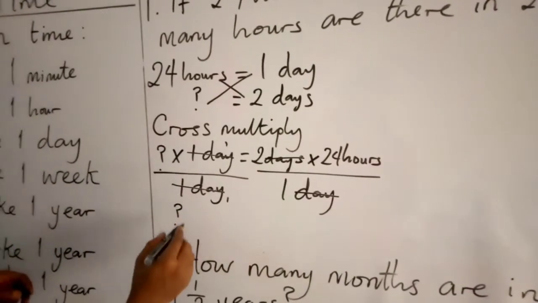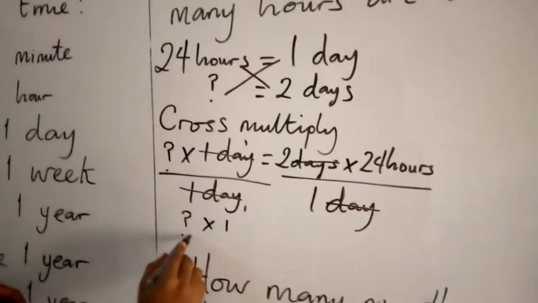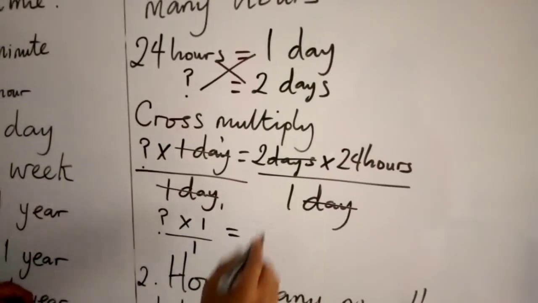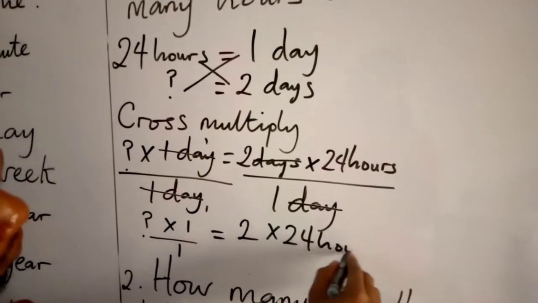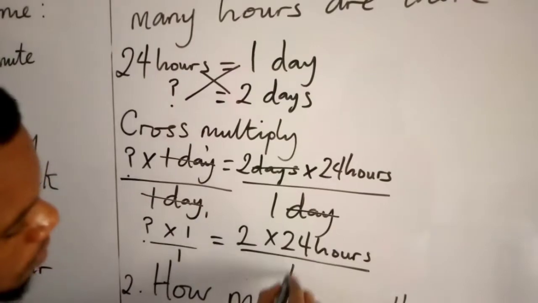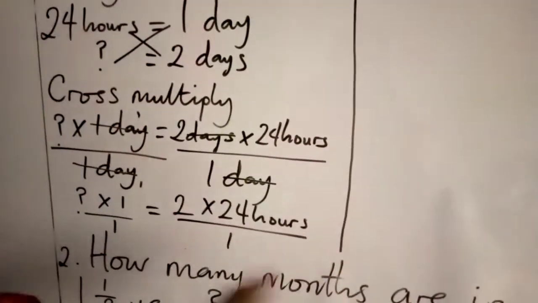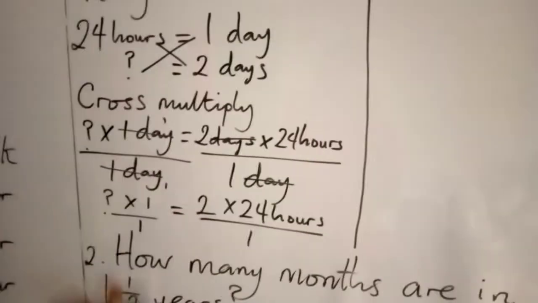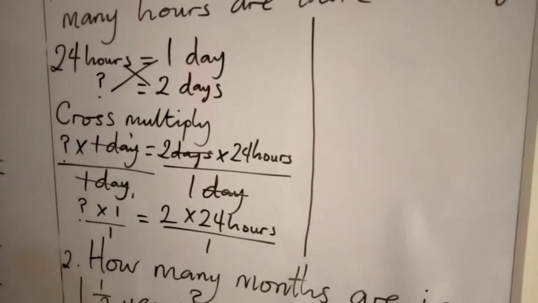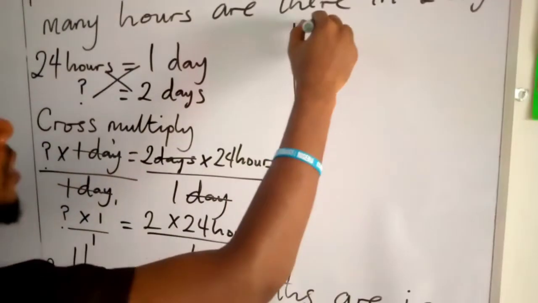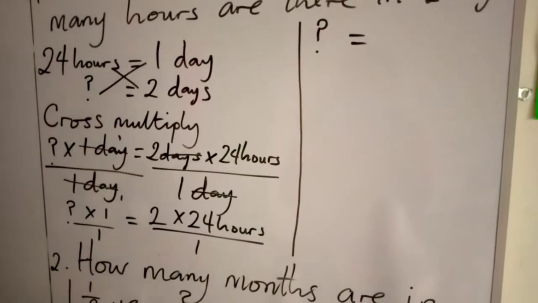Unknown is left times 1 all over 1, which is equal to 2 days times 24 hours all over 1. Remember, unknown times 1 is unknown, divided by 1 is unknown. Anything divided by or times 1 is the same thing as that. So unknown is equal to 2 times 24.